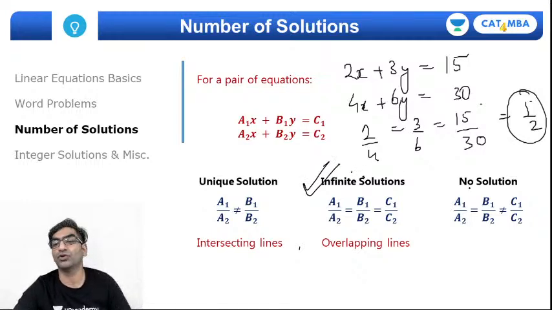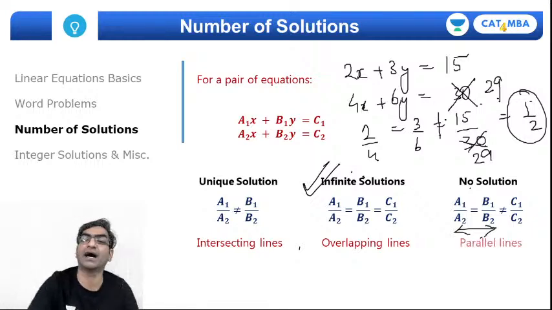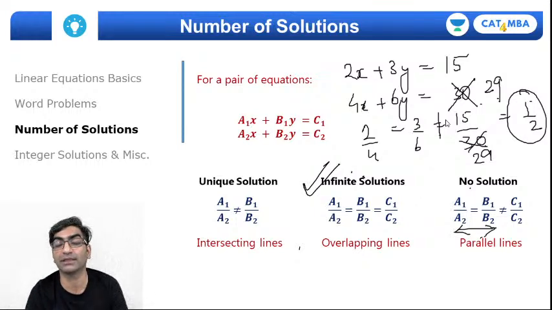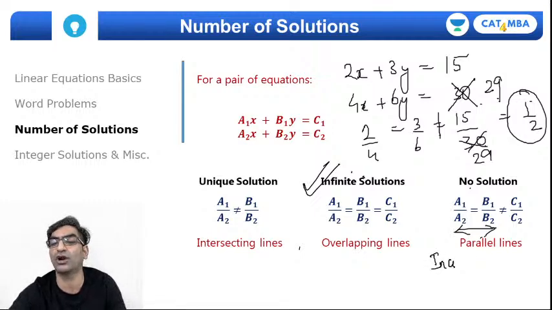Okay. How about no solution? Notice, the first two are still equal, but the third ratio should be unequal. Meaning if by any chance this had not been 30, this had been 29, right? Then this becomes 15/29, and it will be not equal to. And the moment this is not equal to, you'll say this is a pair of lines which are parallel to each other. And if lines are parallel to each other, they won't intersect. Meaning no solution. Right? We know this situation by another name. These are also called inconsistent equations, right?